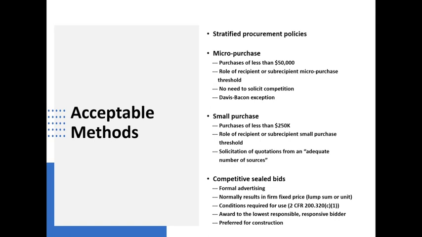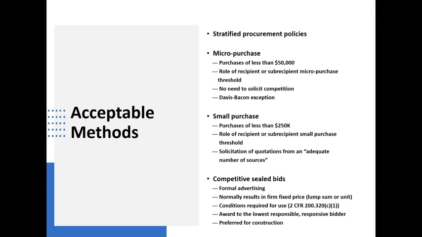Now, the second type of purchasing is what's known as a small purchase. And the only place that small is as big as $250,000 is the federal government. Okay? That's what's referred to in the rules as the simplified acquisition threshold.